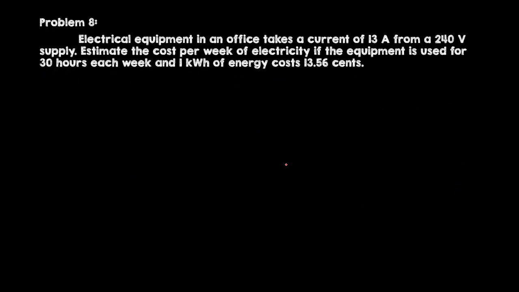So last problem for our lesson. Problem number 8. An electrical equipment in an office takes current of 13 amperes from a 240 volt supply. Estimate the cost per week of electricity if the equipment is used for 30 hours each week and 1 kilowatt hour of energy costs 13.56 cents. First, let's list down the givens.